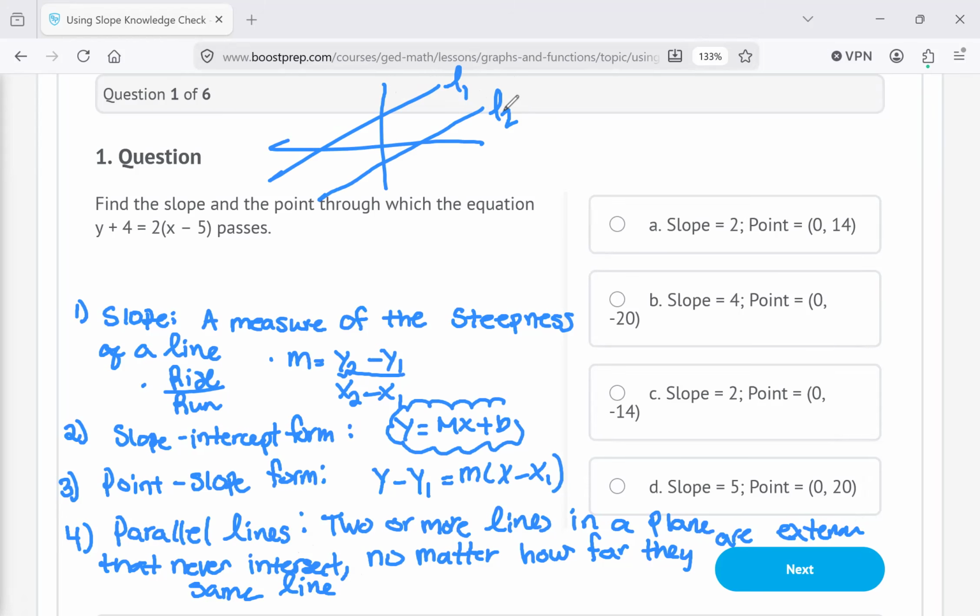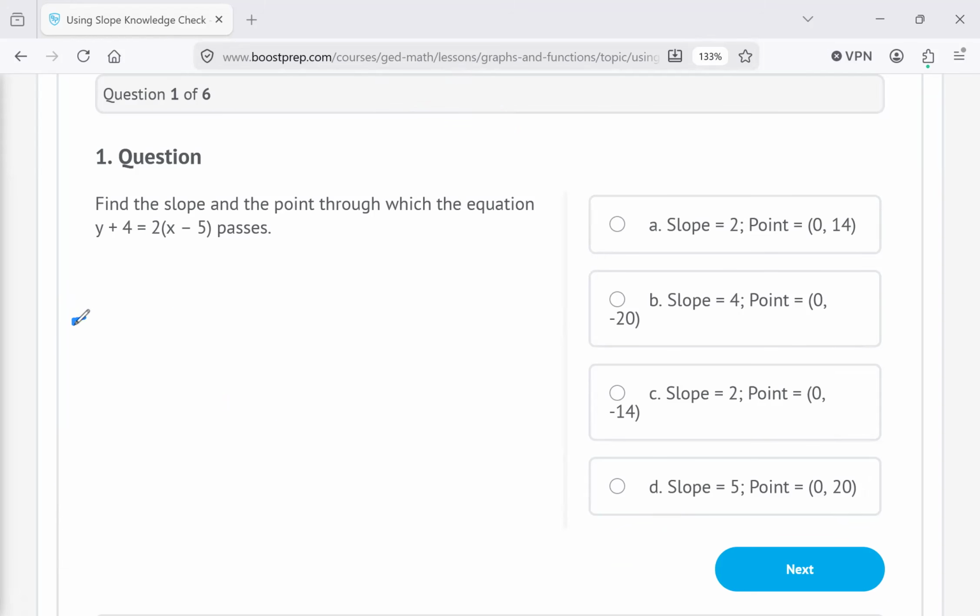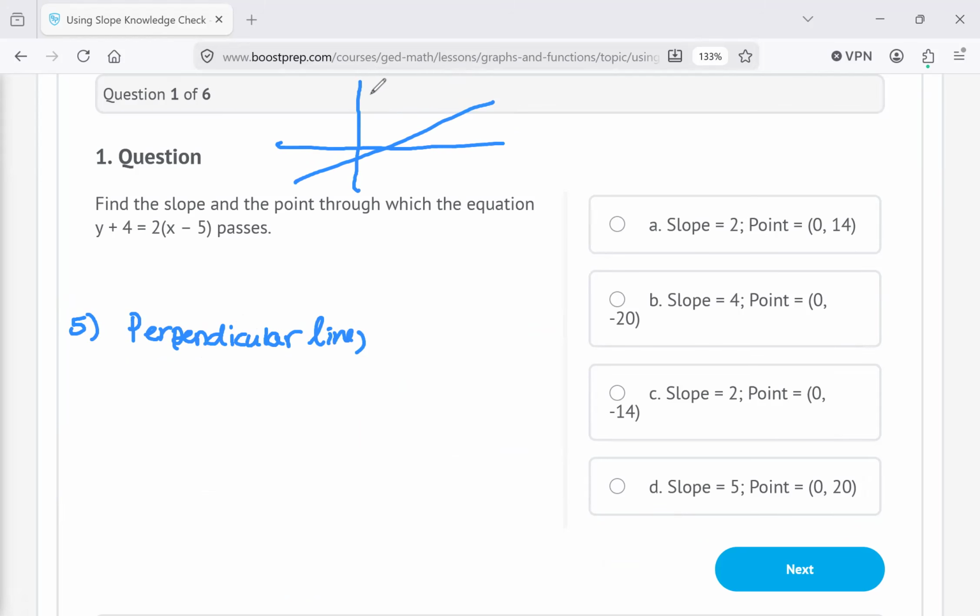Okay, I've got to do perpendicular lines. Go ahead and pause if you need to, because I have to clear the board. I'm running out of space. So, perpendicular lines. How do you know? Perpendicular lines are when it makes that little box symbol. That's how you know it's perpendicular. If it has that little box symbol, or unless it says so.